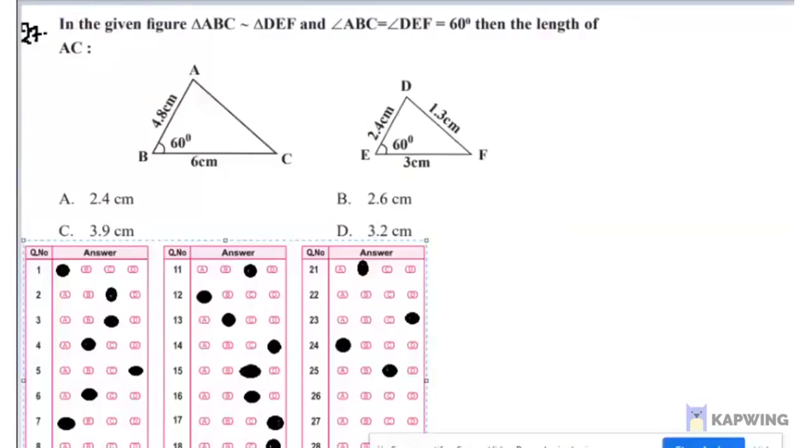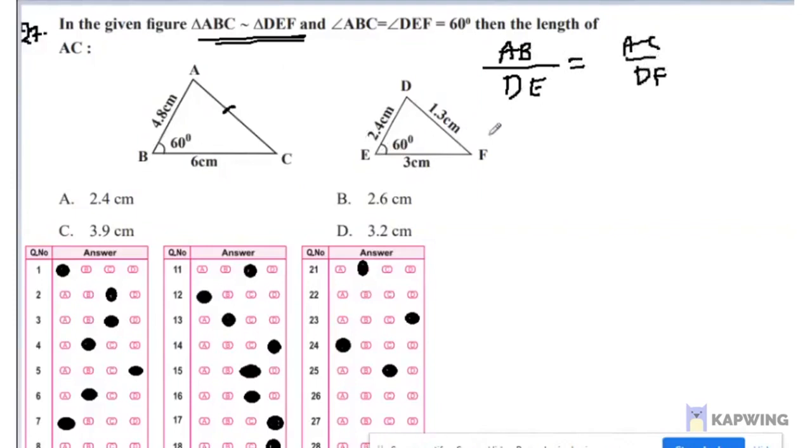27th question. In the given triangle, triangle ABC is similar to triangle DEF and angle ABC is equal to angle DEF is equal to 60 degrees. Then the length of AC is. They have given that triangles ABC and DEF are similar. If 2 triangles are similar, then their sides are proportional. So I can write AB by DE is equal to AC by DF.